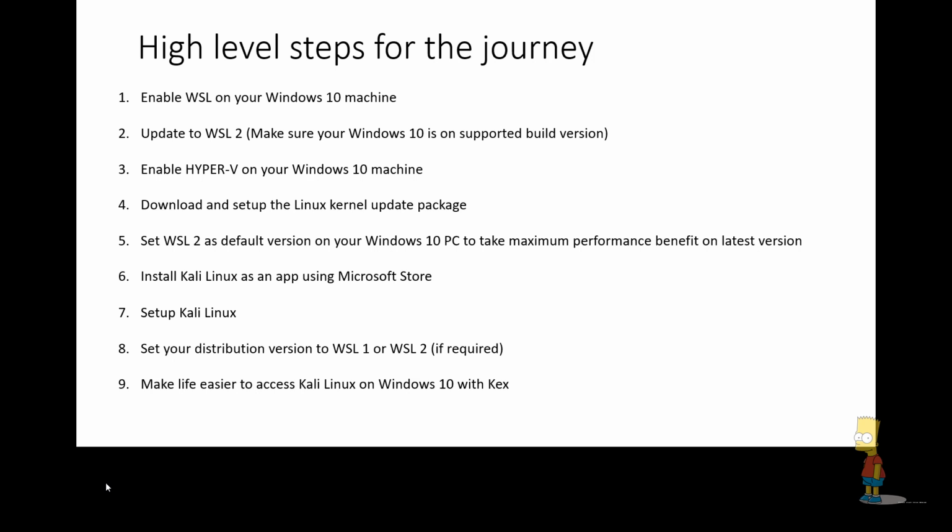Then we will enable the virtualization feature on Windows 10. Then go ahead and download the Linux kernel update package for Windows 10. And after doing that, we are going to make sure WSL2 will be the default version on our PC before we go and install Kali Linux. So that brings us to step 6, installing Kali Linux as an app using Microsoft Store. So how cool is that? It's not about a VM. You can go to Microsoft Store and install it as an app. Then once it's completed, we'll go ahead and do the Kali Linux setup.